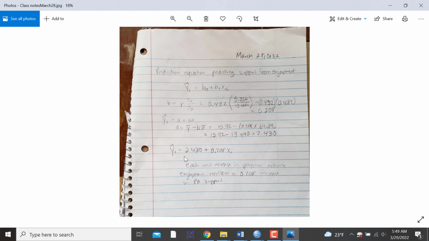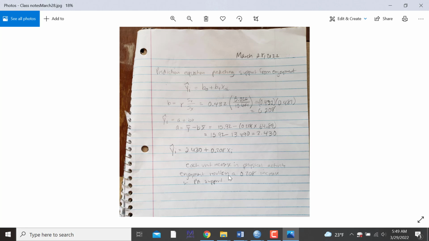So you have to be able to write it out. It has to look just like this, with the eyes, with the hats, with the x, with the intercept and slope. How would you interpret this? Each unit increase in physical activity enjoyment results in a 0.208 increase in PA support. Again, it's positive. By the way, this unit increase thing, you have to know what your units are.